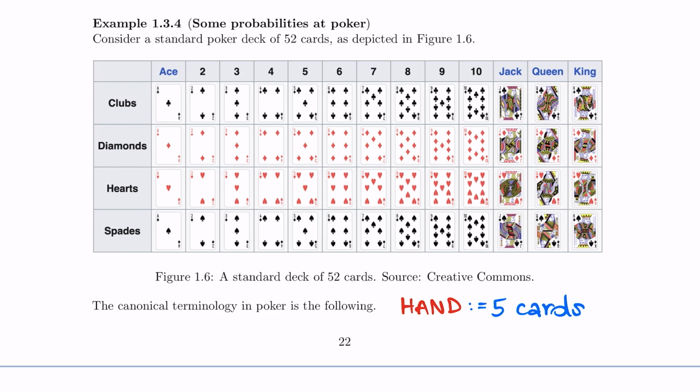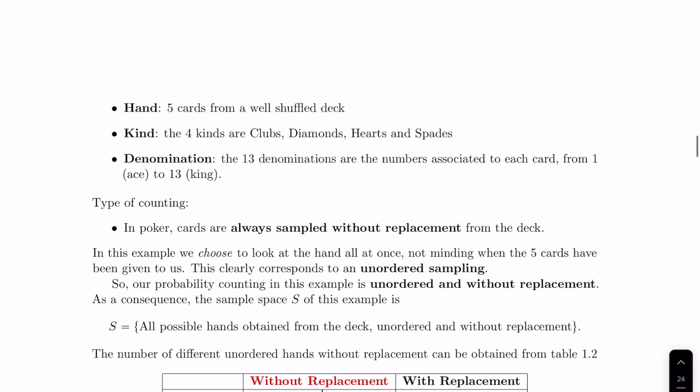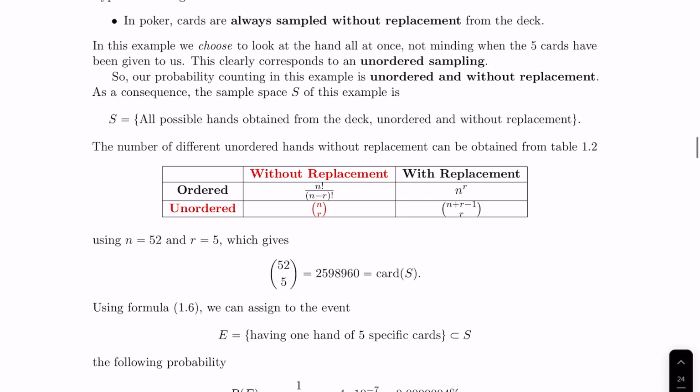Regarding counting, we can say that in poker, cards are always sampled without replacement from the deck. In this example, we choose to look at the hand all at once. That is, we don't mind when the 5 cards have been given to us. Thus, the probability counting in this example is unordered and without replacement. The corresponding place in the previous table will be this one here at the intersection, with n given by 52, the number of cards, and r given by 5, the number of cards in one hand.